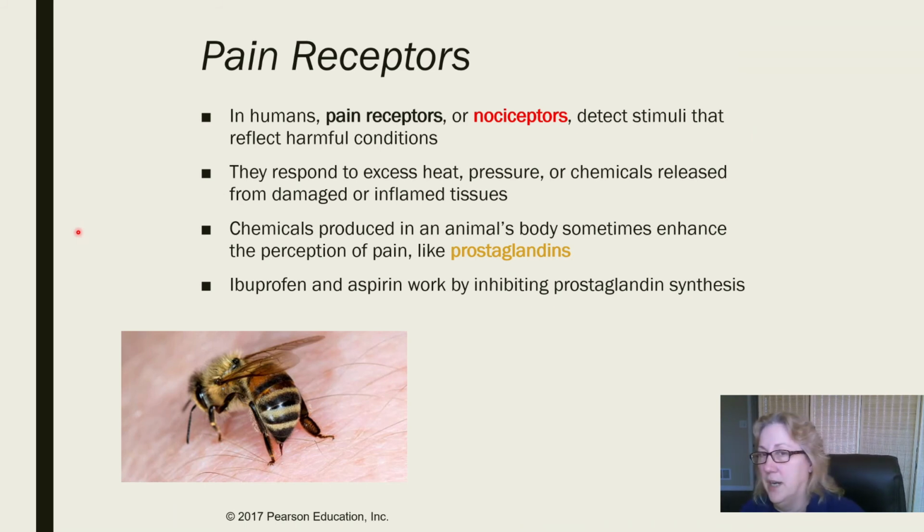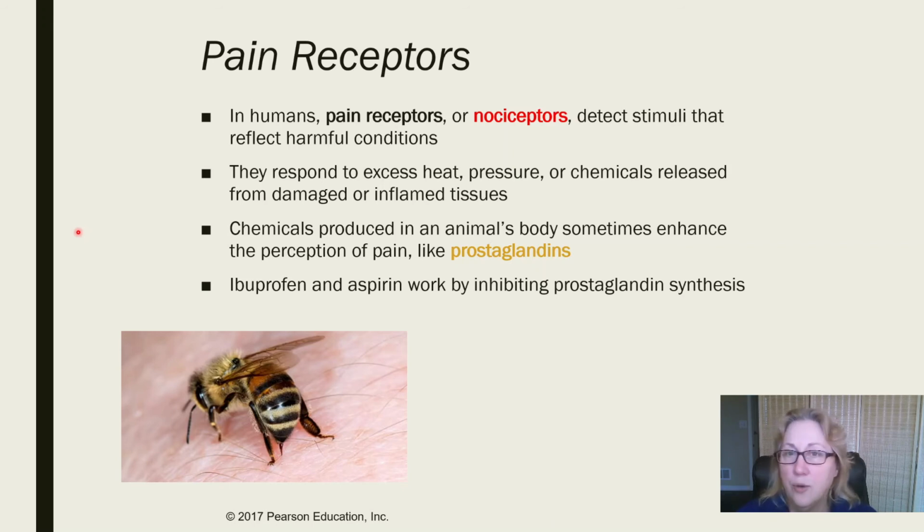Pain receptors are also called nociceptors. It's from the same Latin root as the word noxious. So you could think of it as a noxious stimuli. So nociceptors get involved when the other receptors are really highly stimulated. They are designed to keep us from injuring ourselves.